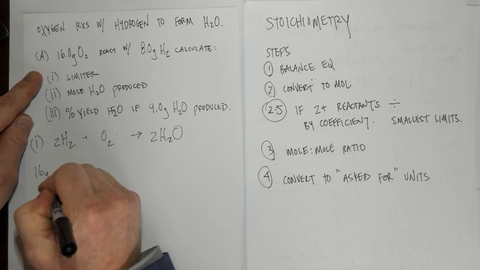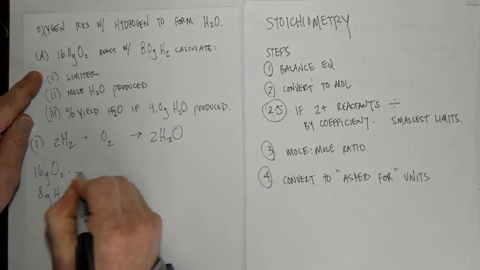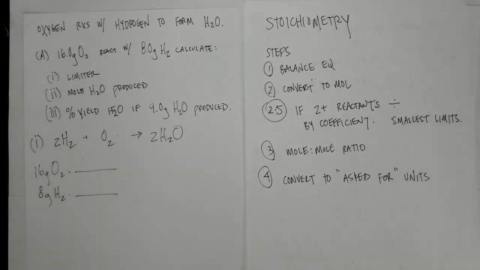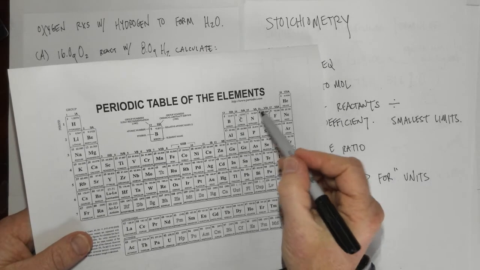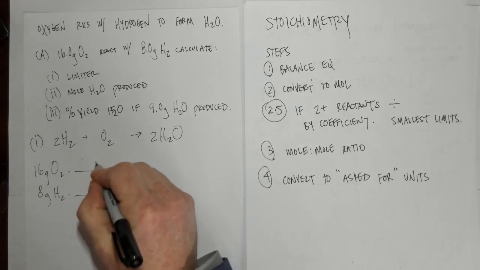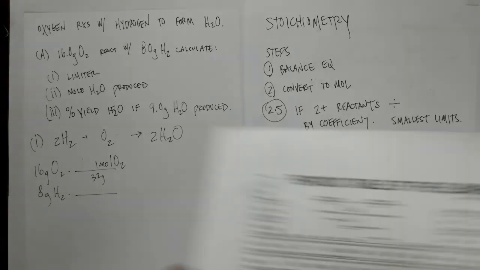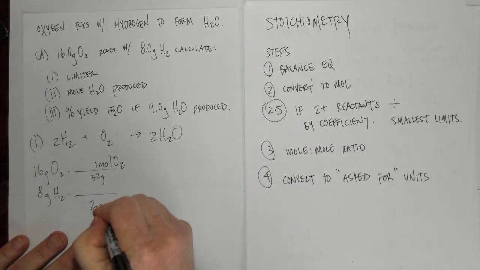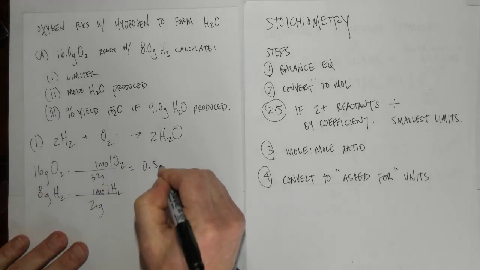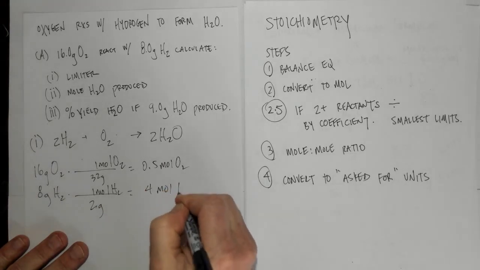So I'm given 16 grams of oxygen. I'm given 8 grams of hydrogen. Put a multiply sign and a line. Put a multiply sign and a line. Look them up on the periodic table. Oxygen is 16. Notice that there's 2 of them. So 16 times 2 is 32 grams in 1 mole of oxygen. For hydrogen, it's 1, and then you have to multiply that by 2. So there's 2 grams in 1 mole of hydrogen. So 16 divided by 32 is 0.5 moles of oxygen. 8 divided by 2 is 4 moles of hydrogen.